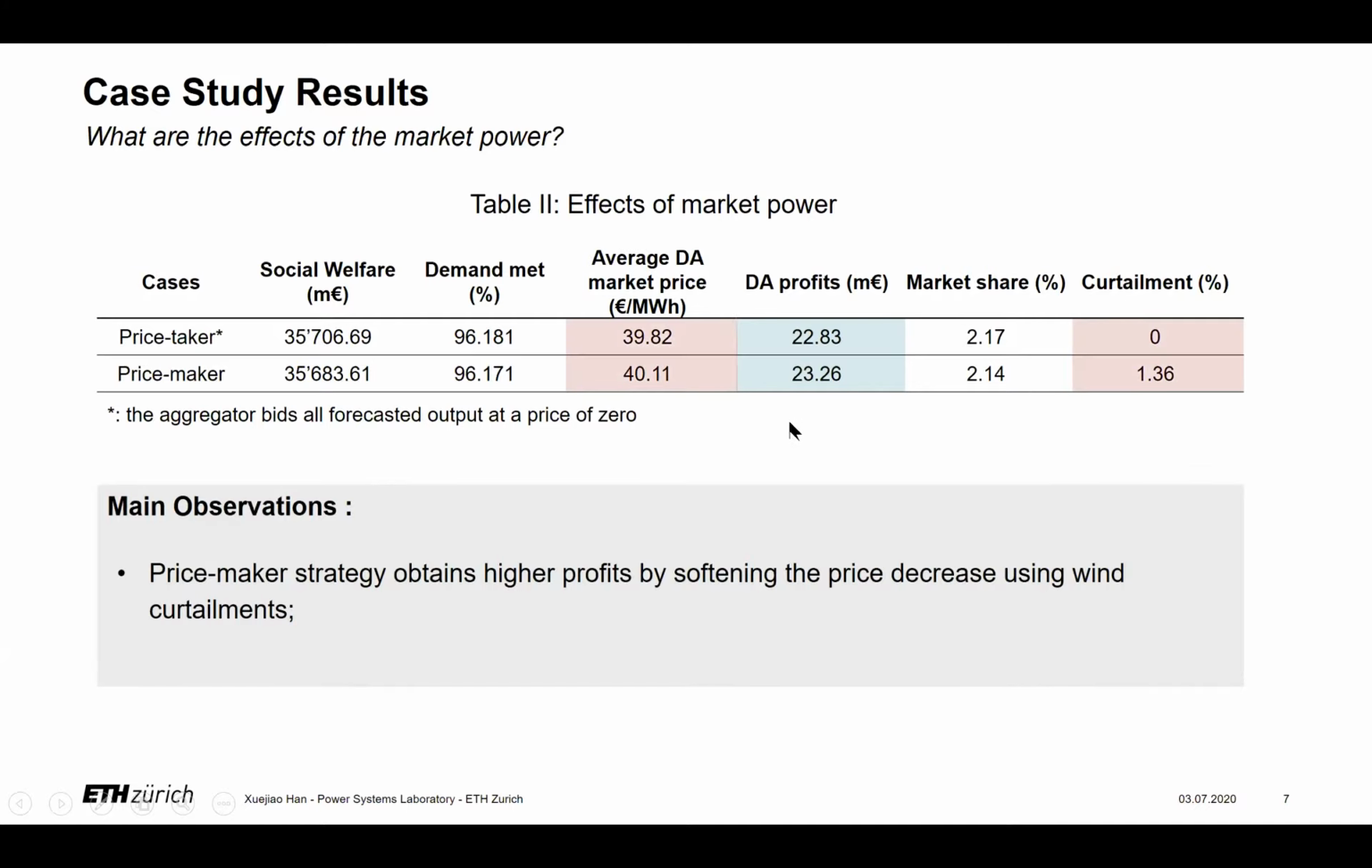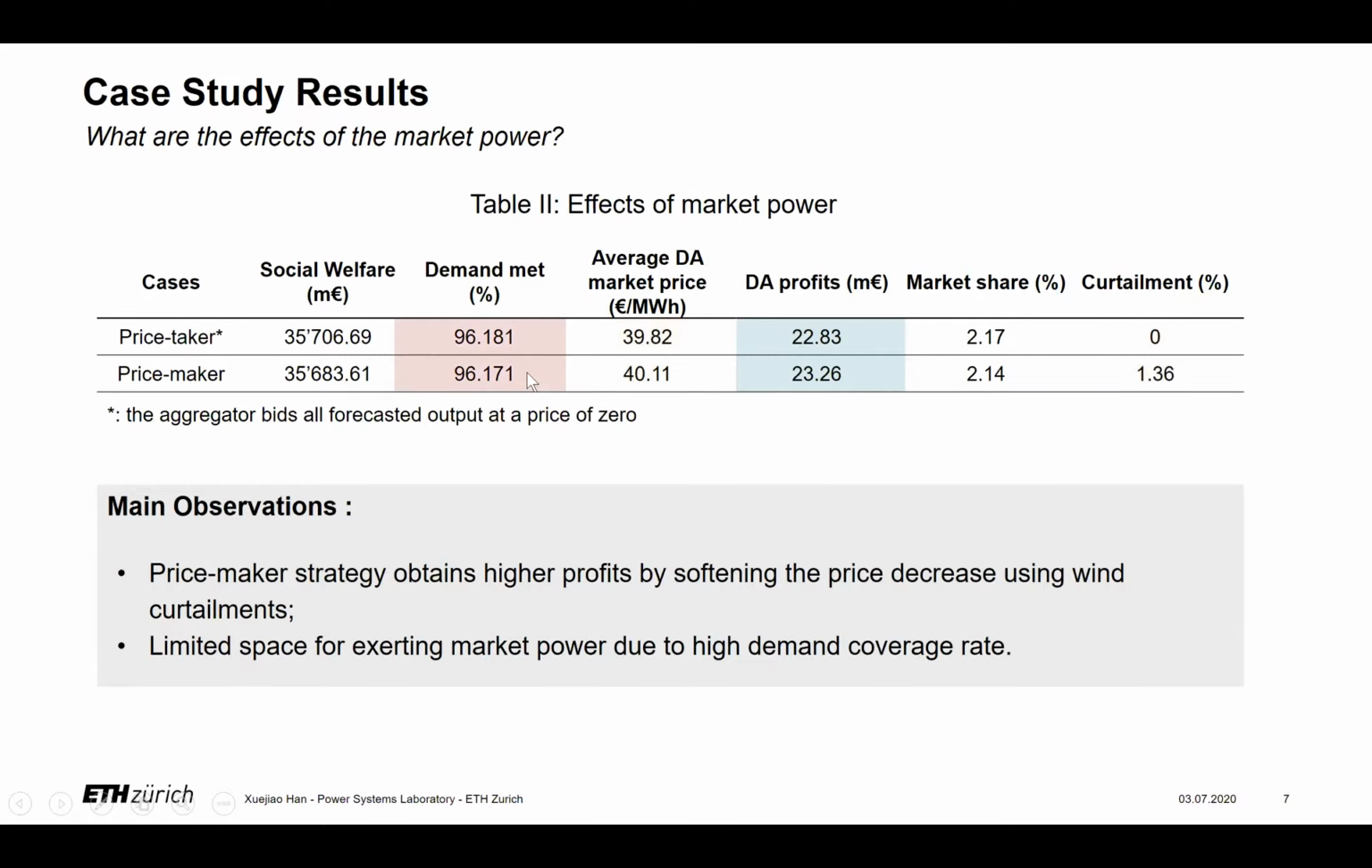It can be seen that compared to the price taker case, the price maker case makes more profits by curtailing the wind, and by curtailing wind, it can achieve higher prices in the day-ahead market. However, if we look at the demand coverage rate, we can see that there is limited space for exerting market power because the demand coverage rate in both cases is already quite high.